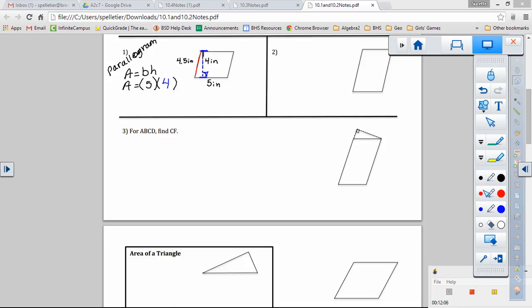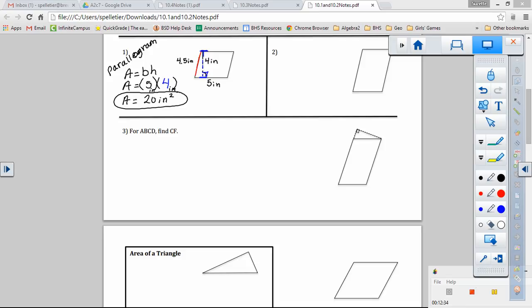So there's your height. And so all we need to do right now is multiply. Now, what is your label going to be? If you have 5 inches times 4 inches, 5 times 4 is 20. Inch times inch is going to be inch squared. So area is always in square inches, or square feet, or square centimeters, or square whatever unit you're using. So just be sure that you are labeling those correctly.